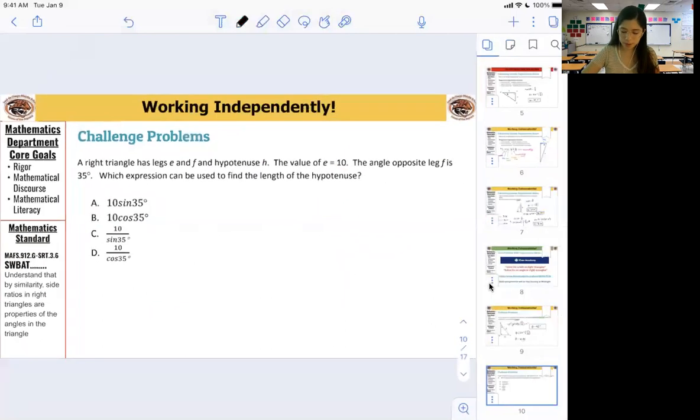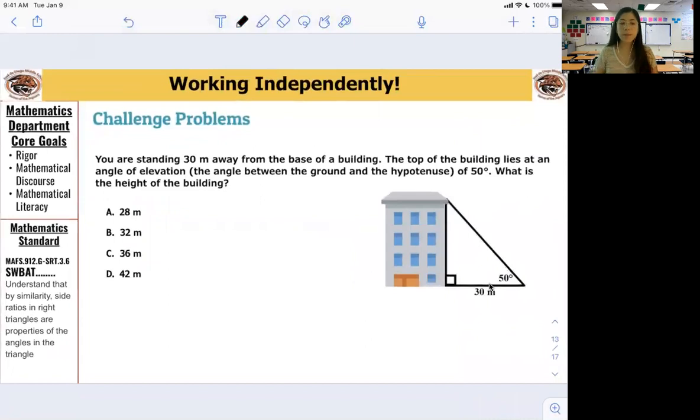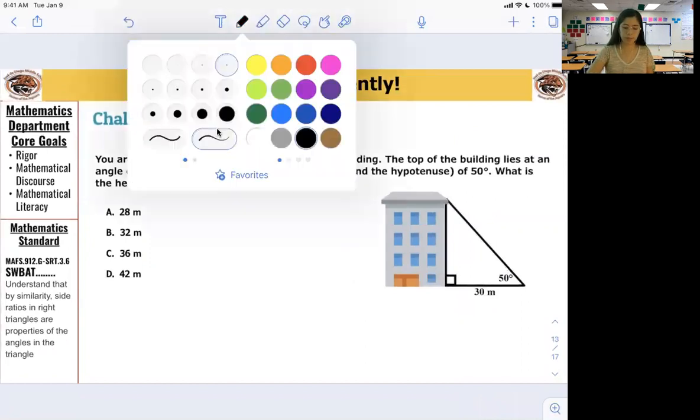I'm going to skip this one. Okay, I want to do one of these. Sometimes you'll get a problem like this where you have a drawing. Same idea applies though. So in this case, you are standing 30 meters away from the base of a building. The top of the building lies at an angle of elevation, so that's the angle between the ground and the hypotenuse, of 50 degrees. So that's my angle of elevation.